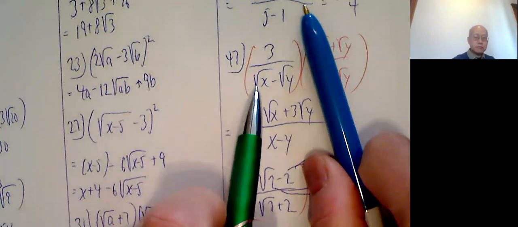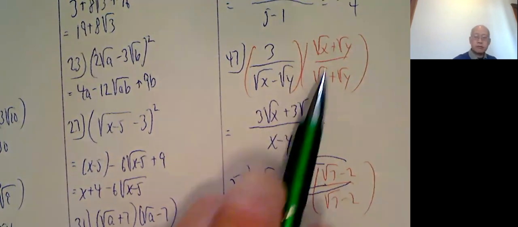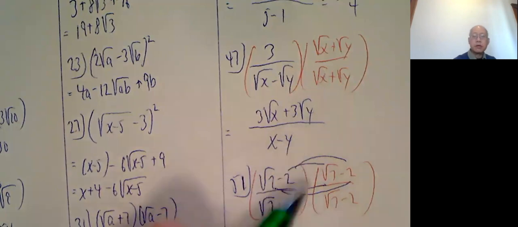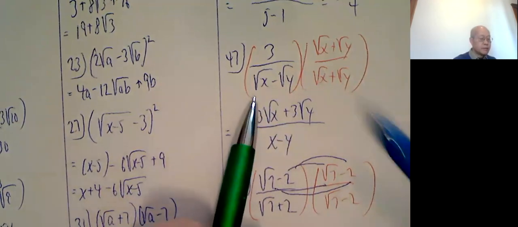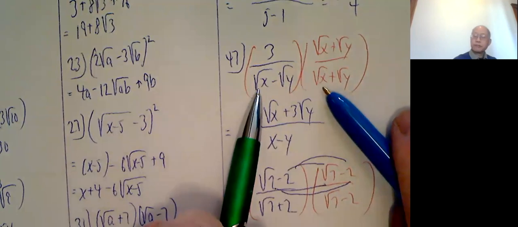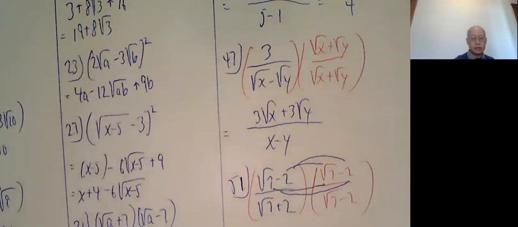Okay, 47. Radical x minus radical y. Clean it up with radical x plus radical y, top and bottom. So I have 3 radical x plus 3 radical y. The denominator is just this thing squared, x, minus this thing squared, y. So that's it.